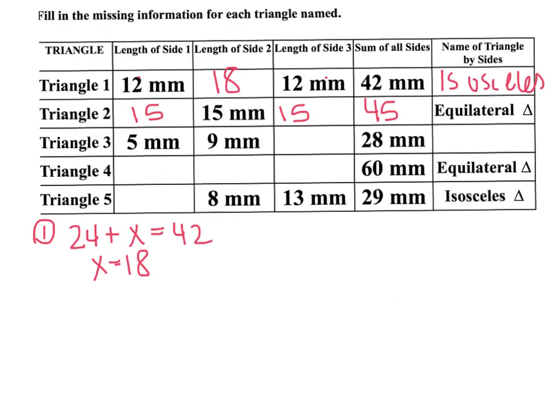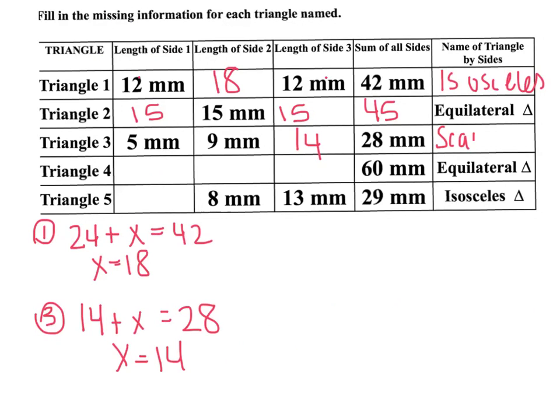Now we're going to try number 3. It's going to be very similar to number 1. It gives us side 1 and side 2, so 5 and 9. 5 plus 9 is 14. Plus side 3 is going to give us 28. So 28 minus 14 is 14. So you can plug that in. If you look, none of our sides are the same or congruent, so this is going to be scalene.